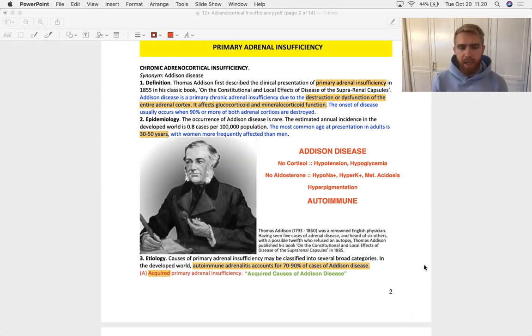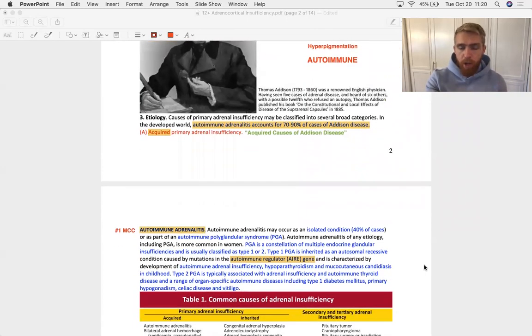That's hyperpigmentation due to an elevated melanocyte stimulating hormone, which, as you know, is generated from proopiomelanocortin. Whenever you make adrenocorticotropic hormone, you also make a little bit of MSH. So the most common cause of Addison disease, which is primary adrenal insufficiency, is going to be autoimmune in origin.